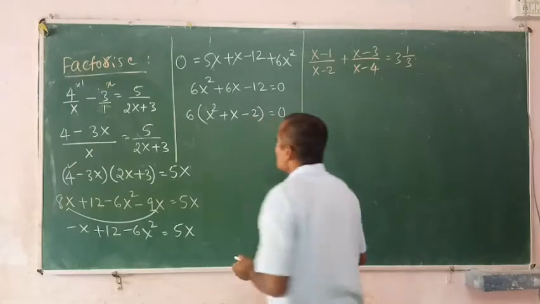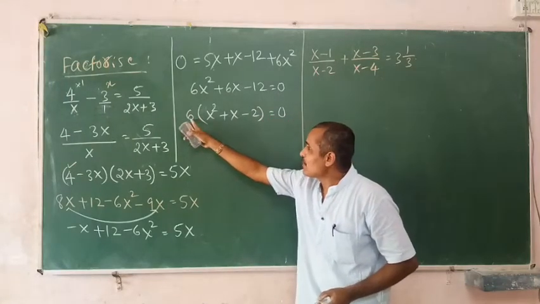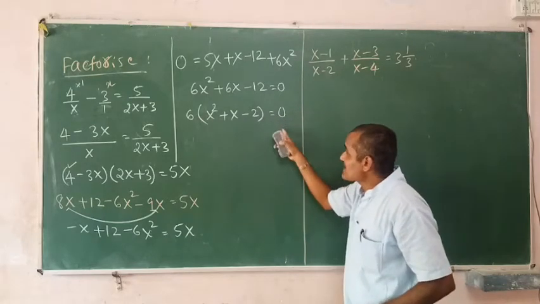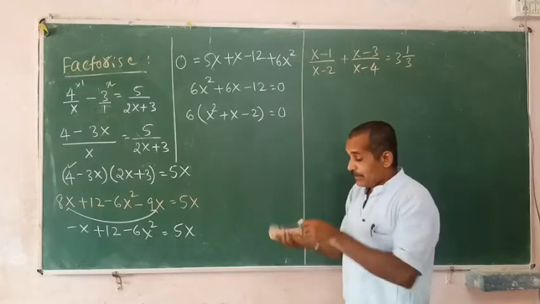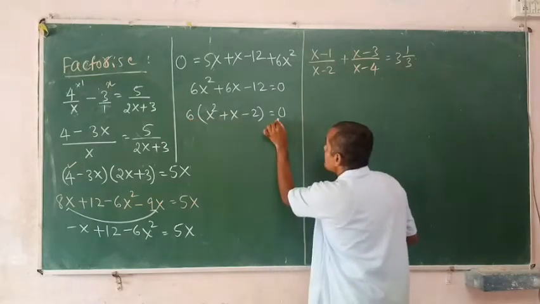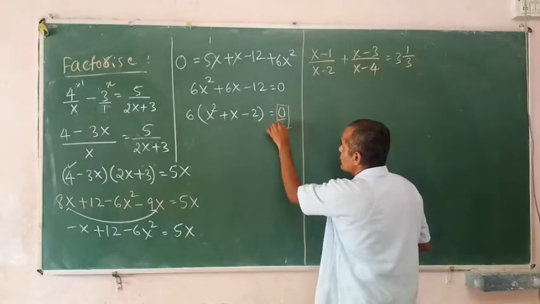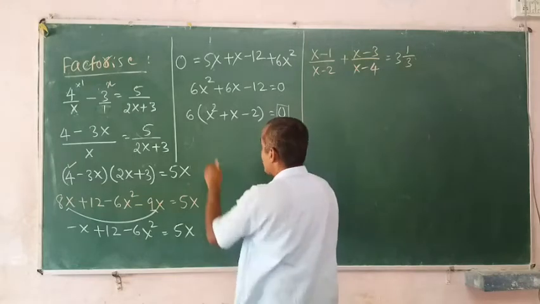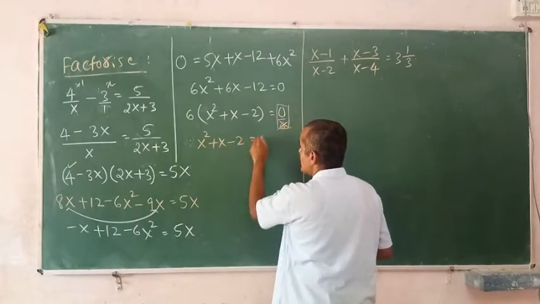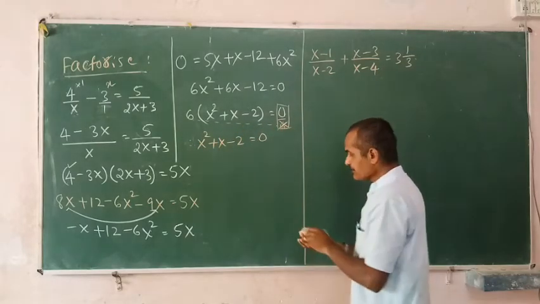Where will the 6 go? This will go to the denominator of the RHS. 0 divided by 6 will be 0 only. Don't ask where this 6 has gone. This 6 will come like this, divided by 6, and the entire portion will be 0. No need to write. I will write down, therefore, x square plus x minus 2 is equal to 0.